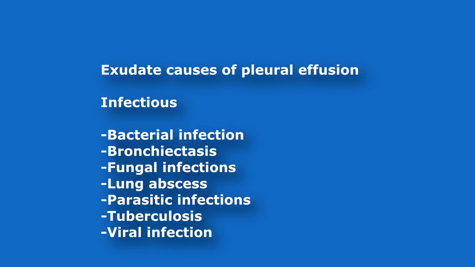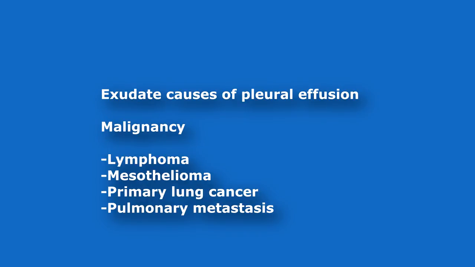Exudative causes of pleural effusion are broken down into infectious and malignant causes. Infectious being bacterial, fungal, parasitic, viral infection, pneumonias, bronchiectasis, abscess, tuberculosis. And malignant causes are lymphoma, mesothelioma, primary lung cancer, and pulmonary metastasis.